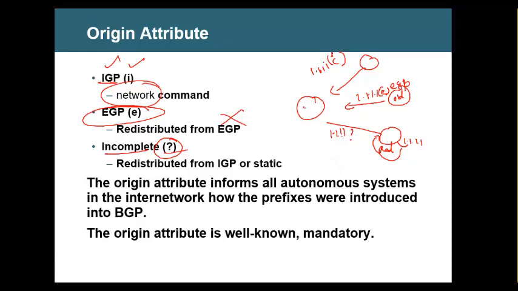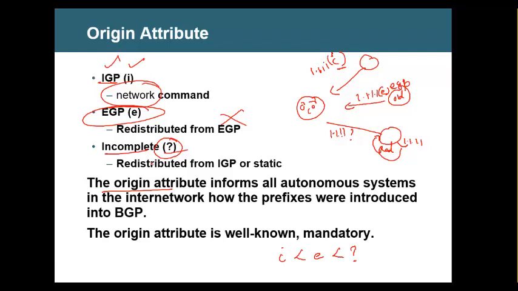Now which one will this router consider? He should consider I, because under BGP we advertise. That is what it means here. I is smaller than E, and E is smaller than question mark. Smaller is preferred. I is preferred. See, this is called the origin attribute. It will explain how it is originated. If I see a question mark, I know the story.